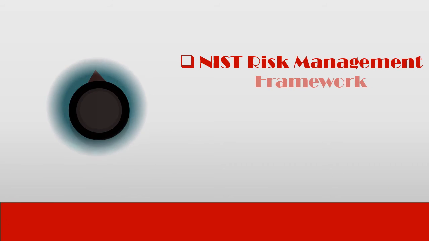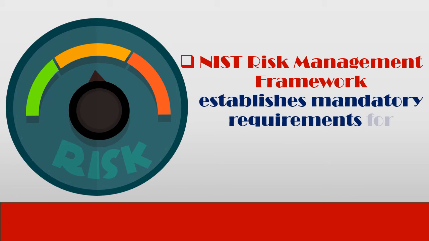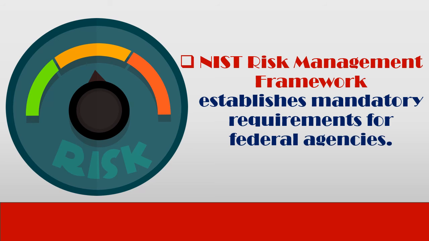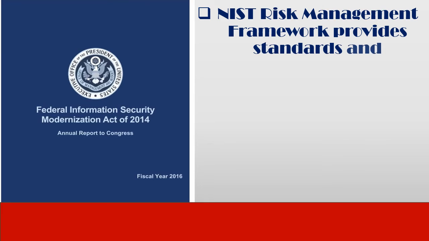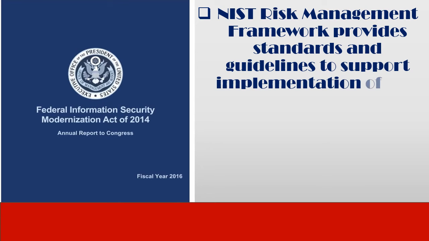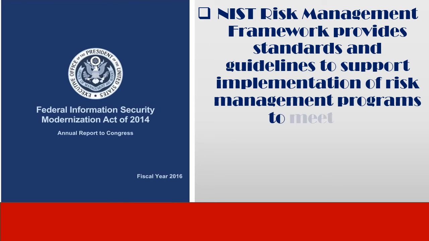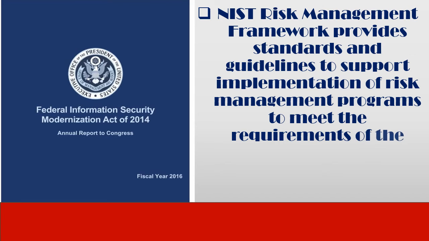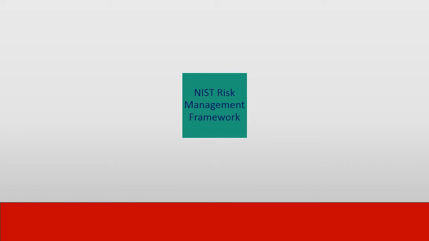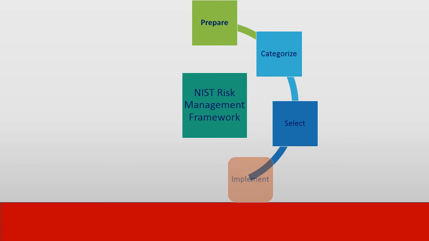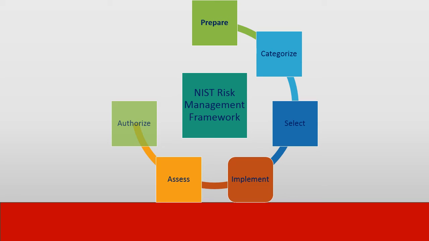The NIST Risk Management Framework establishes mandatory requirements for federal agencies. It provides standards and guidelines to support implementation of risk management programs to meet the requirements of the Federal Information Security Modernization Act. The NIST Risk Management Framework has 7 phases: prepare, categorize, select, implement, assess, authorize, and monitor.